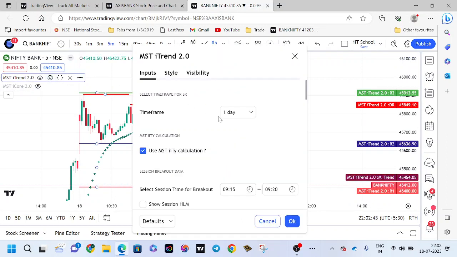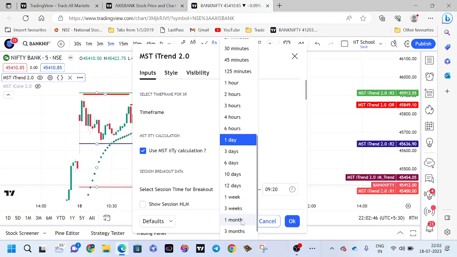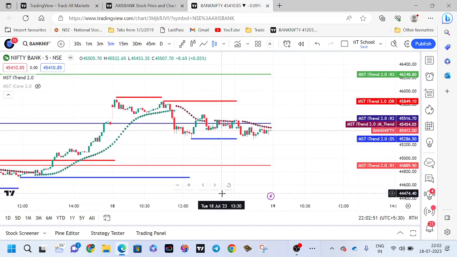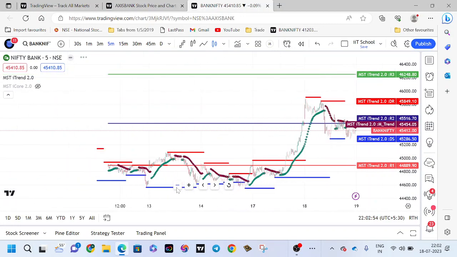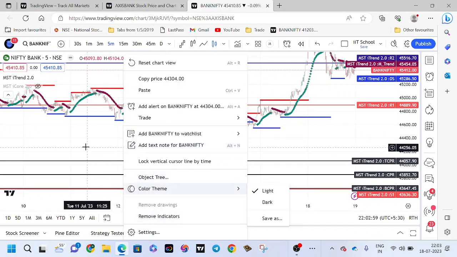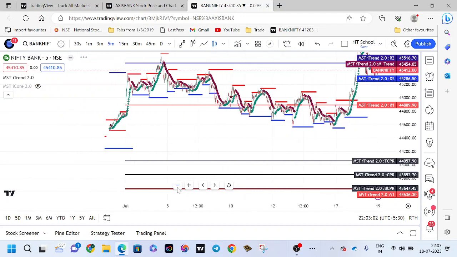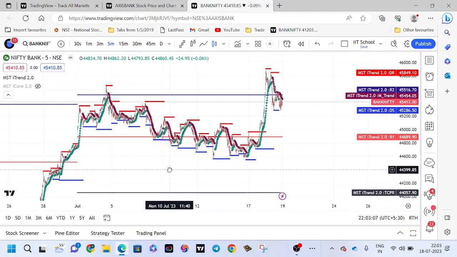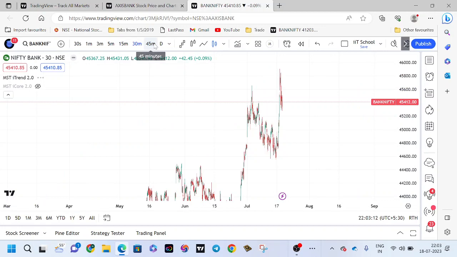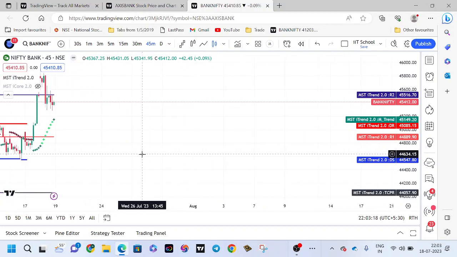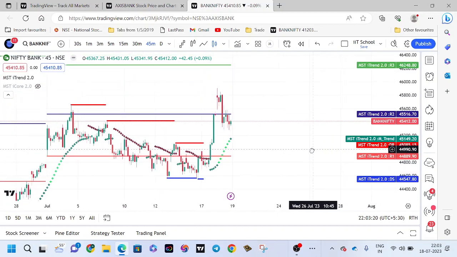And one more thing, come here, you can keep it in monthly, and you can use this for positional trading also. When the month is opened, you can easily do positional trading. See here, when you are keeping monthly, you can keep 30 minutes or 45 minutes, so that you will get a clear R3C pattern.